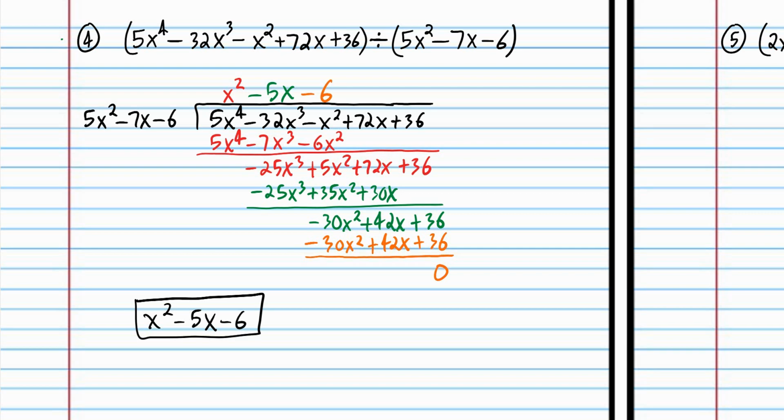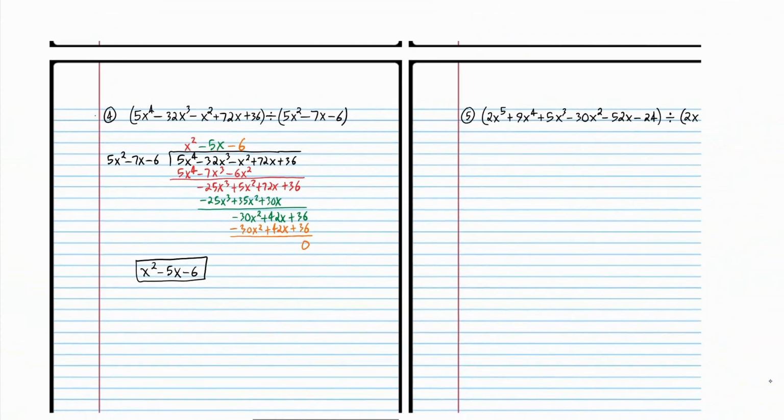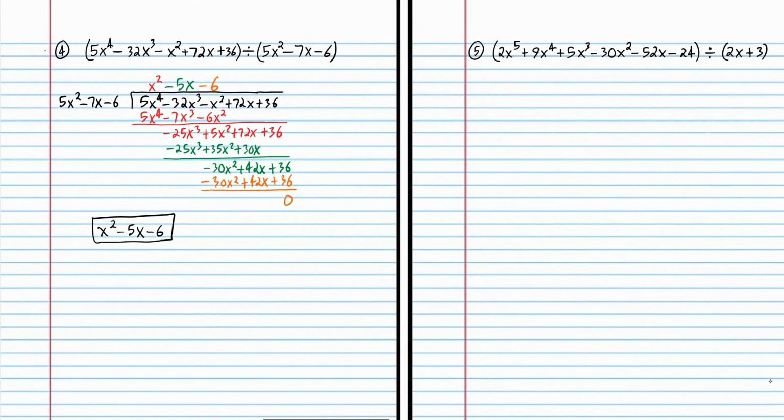If you didn't get that answer, that's okay. You may have just made a small mistake somewhere. That's okay, just go back and fix that. Okay, so go ahead and try number 5, and when you come back, we'll do it together.